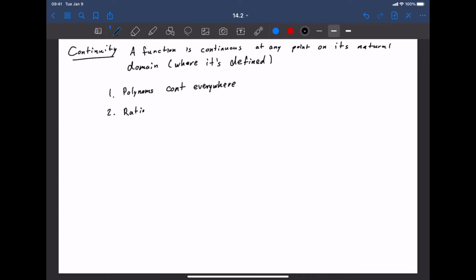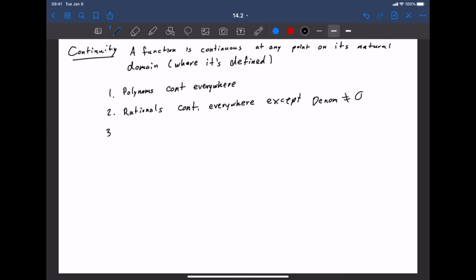Rationals, so that's a polynomial divided by a polynomial, are continuous. Rationals are continuous everywhere except where the denominator cannot be 0, because that would be outside of this function's domain, right? I hope that makes sense.